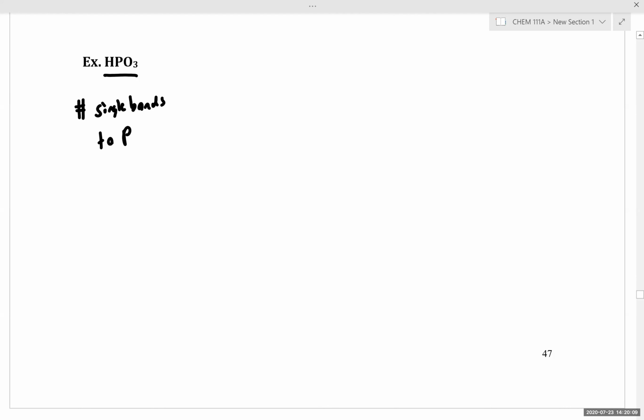Or you can message me your entire structure directly in the chat as an image, or you can write your structure on this whiteboard using the annotate feature. I'd be happy to answer any questions that you have, and we'll discuss this example in about 3 to 4 minutes.